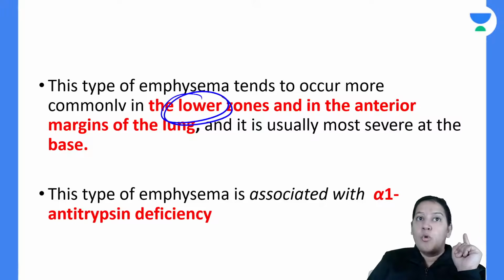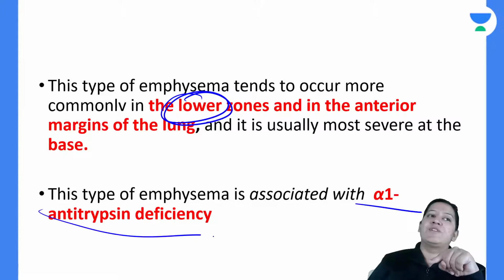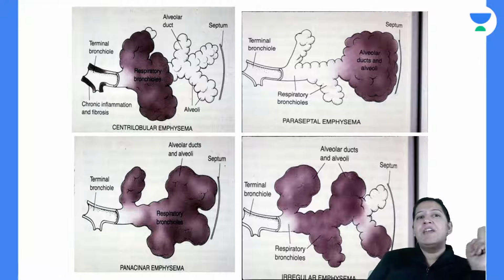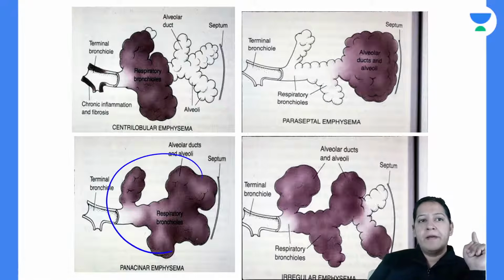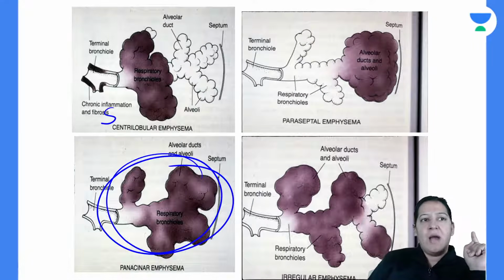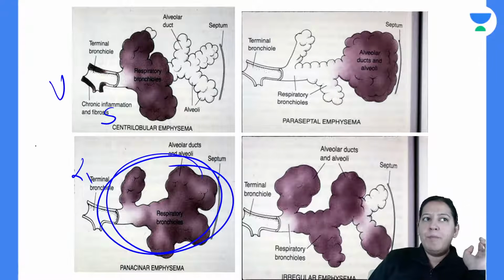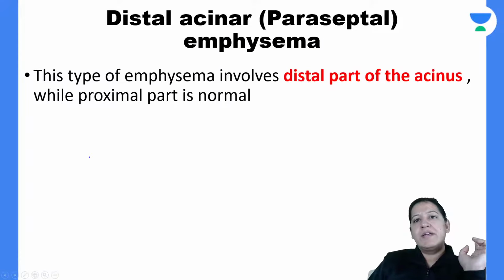It occurs in the lower lobe. Here the risk factor is alpha 1 antitrypsin deficiency. There the risk factor was smoking, here it is alpha 1 antitrypsin deficiency. This one is in the upper lobe, this one is in the lower lobe. Please appreciate, right? That is the thing.